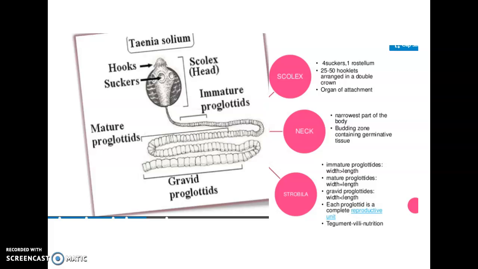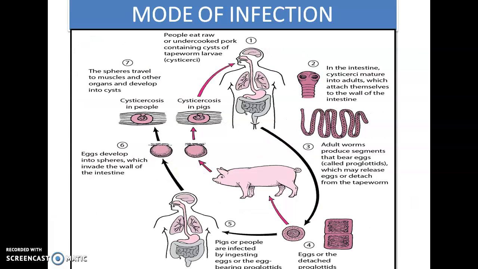reproduction. So the body is divided into scolex, neck, and strobila. The scolex is for attachment, the neck is the narrow part for originating new tissues, and the strobila is mainly concerned with reproduction. Then the mode of infection.